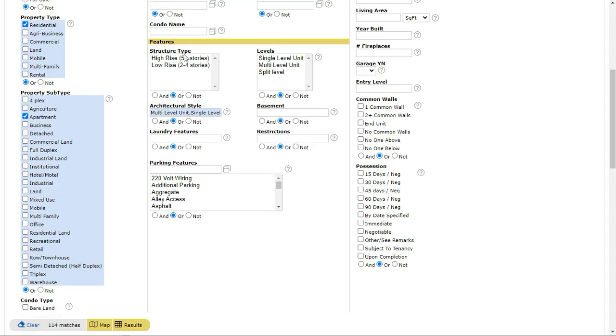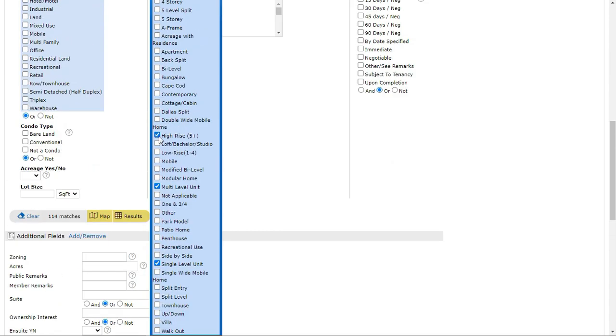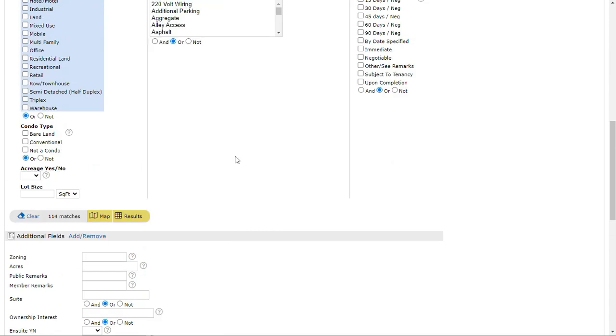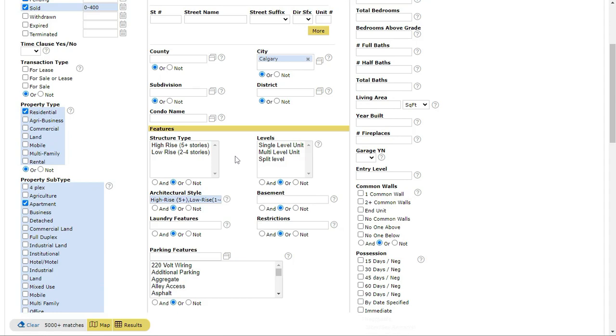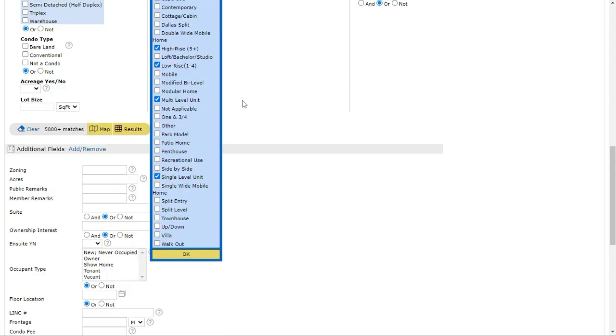If we look here under structure type, there's a third field that we can bring into this, and high rise and low rise also exist under architectural style. So once again, redundant overlap, same problem, listings getting lost. Same problem and same solution. The solution is extremely simple. Just get these things out of architectural style.